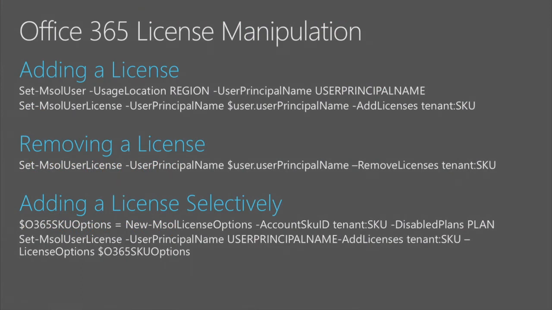So I put it in here for reference for people who are building scripts later on. At the bottom, which is the one most people are really interested in, you build that options variable, take a plan, disable it, and then take your SKU, put that in there, pass that license options object, and then you can license individual services.